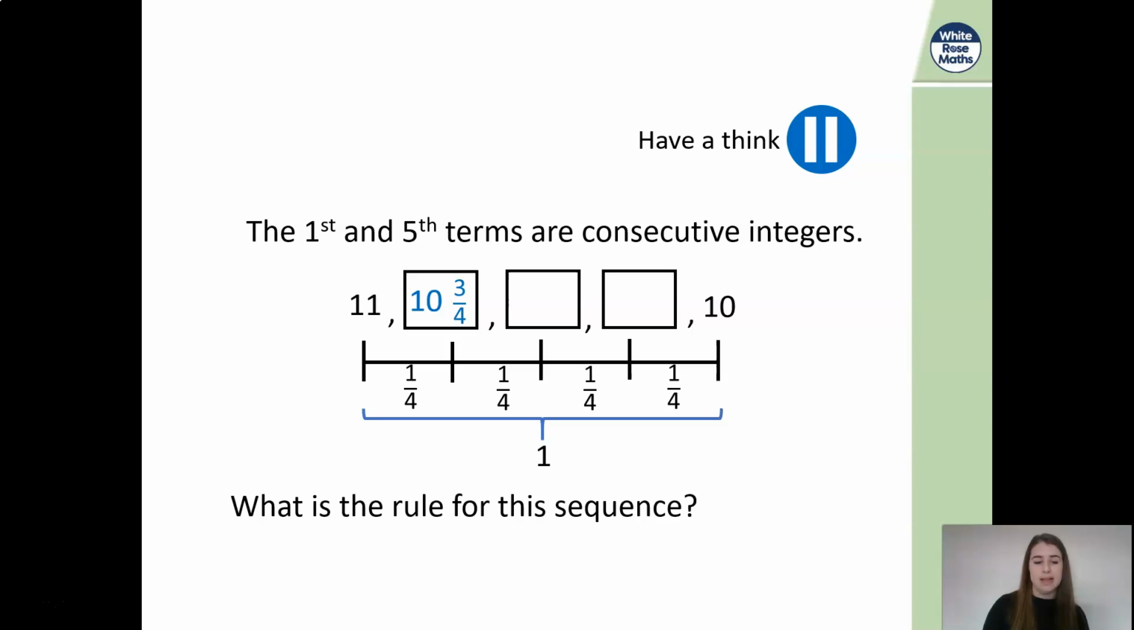Okay, well, my rule here, if I look at it, okay, we can see that we've got to be going down in quarters. Okay, so if I had 11 wholes, if I take that away, I've got 10, and then there'd be 3 quarters. Then it would be 10 and 2 quarters. Then it'd be 10 and 1 quarter, and then it would be 10. Okay, so my rule here is we've gone from a bigger number to a smaller number. So my rule here is to subtract 1 quarter.